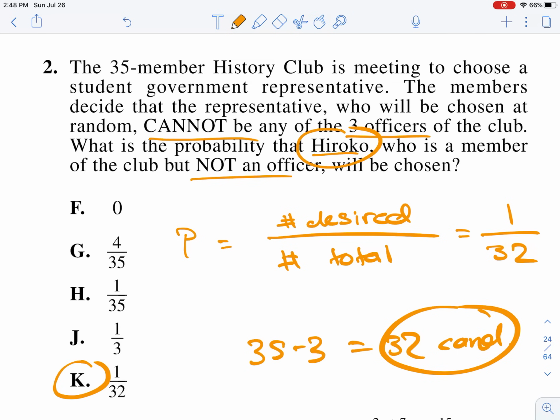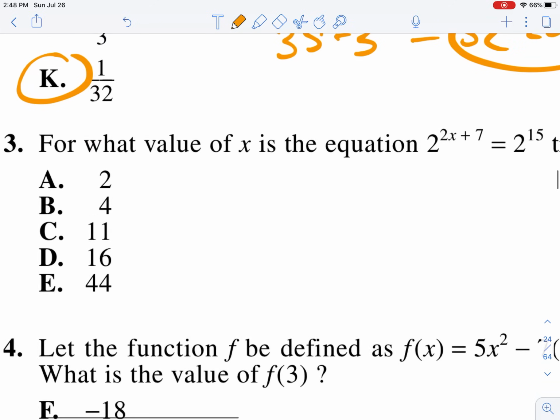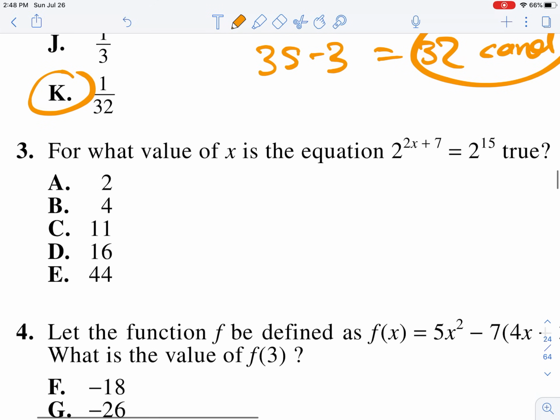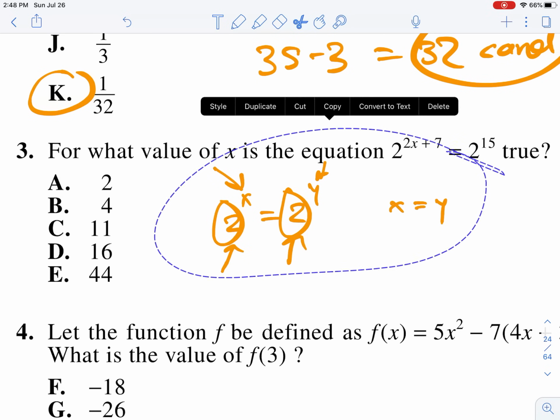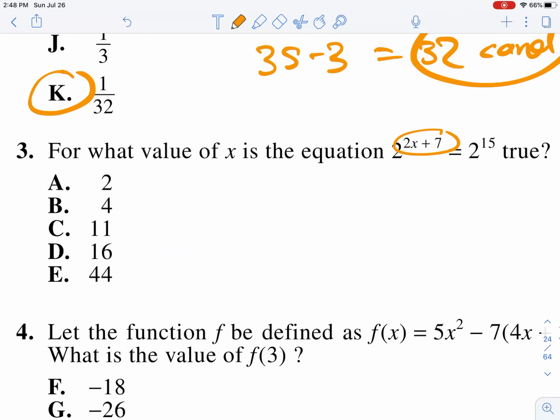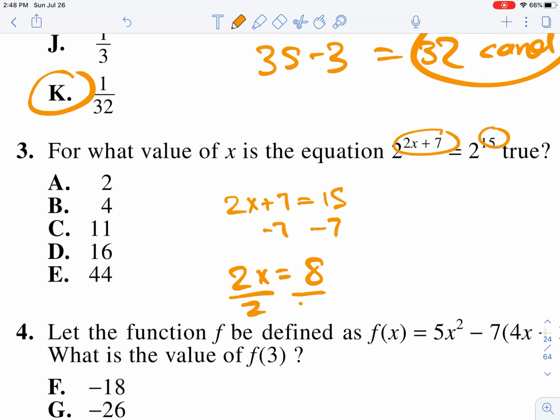All right, simple probability. For what value of X is this equation true? What you have to notice is that if I do 2 to the X equals 2 to the Y, that means that X equals Y, because the base is the same. The base in this case is 2. This is what the base is, and X and Y are your exponents. This is kind of the same thing that's happening in this problem, except you have 2x plus 7 equals 15. Same exact process. You subtract 7 on both sides. You get 2x equals 8. Divide both sides by 2. X equals 4. Your answer is B.